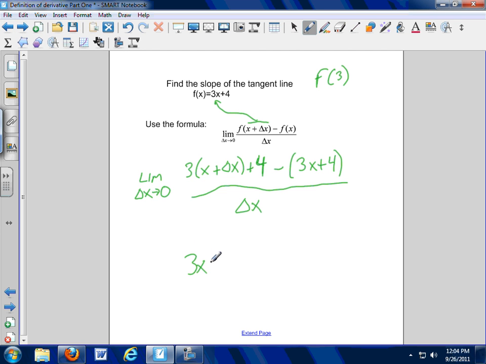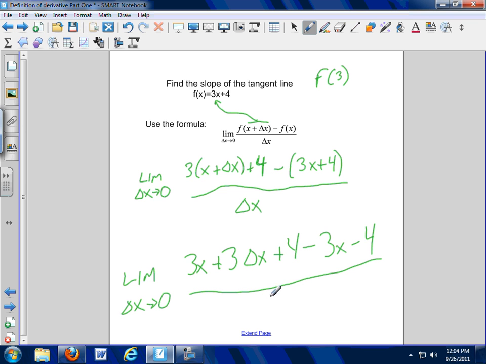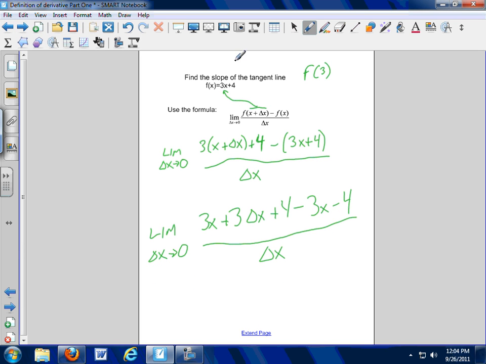We distribute it, so we're going to do 3x plus 3 delta x plus 4. Still doing the limit as delta x approaches 0, minus 3x minus 4, all over delta x. Agree? Okay. So that allows me to do some things to simplify that function. 3x minus 3x, that's 0. Plus 4 minus 4, that's 0. That's good.